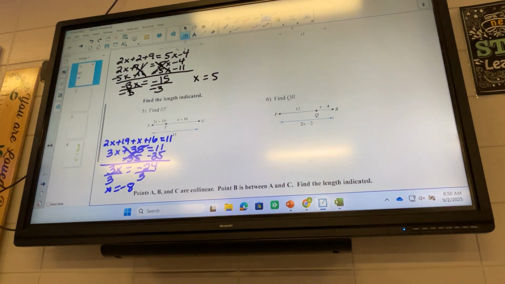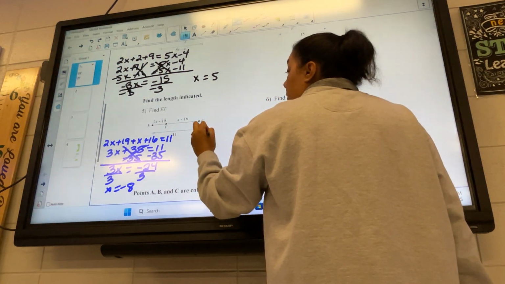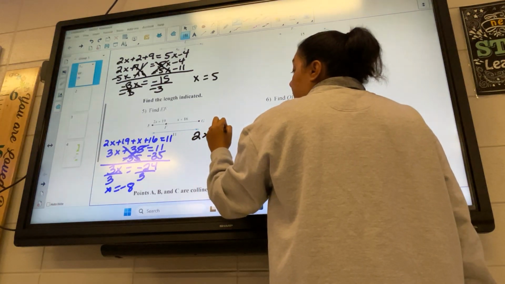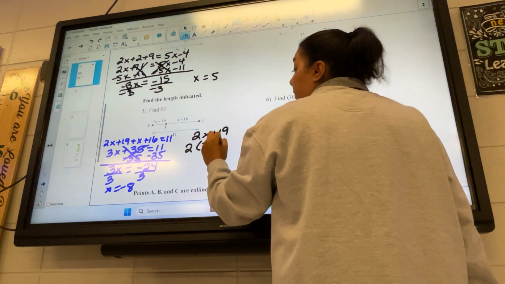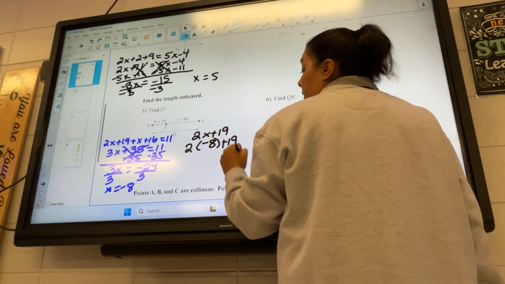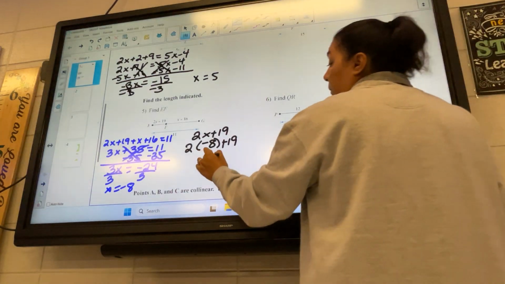Okay, do we stop or plug it back in? We're going to plug it back in. Okay, which one is it asking us to plug back into? EF, which is what? 2x plus 19. So it's going to look like 2 parentheses negative 8 plus 19. What is that? 3.